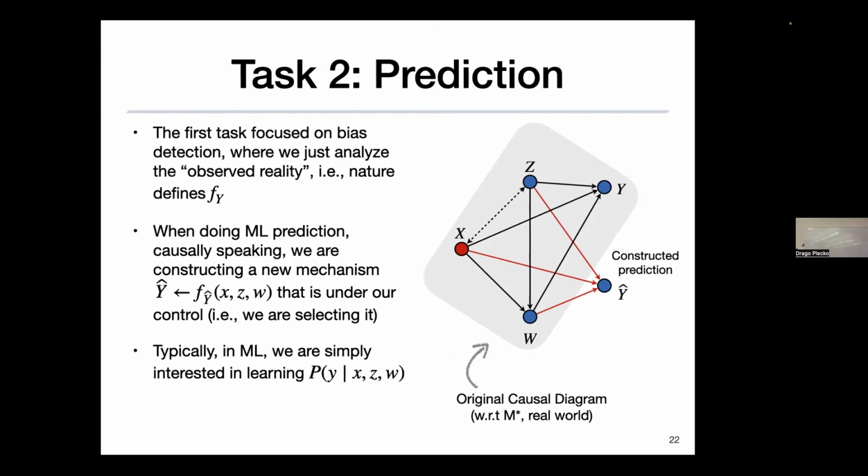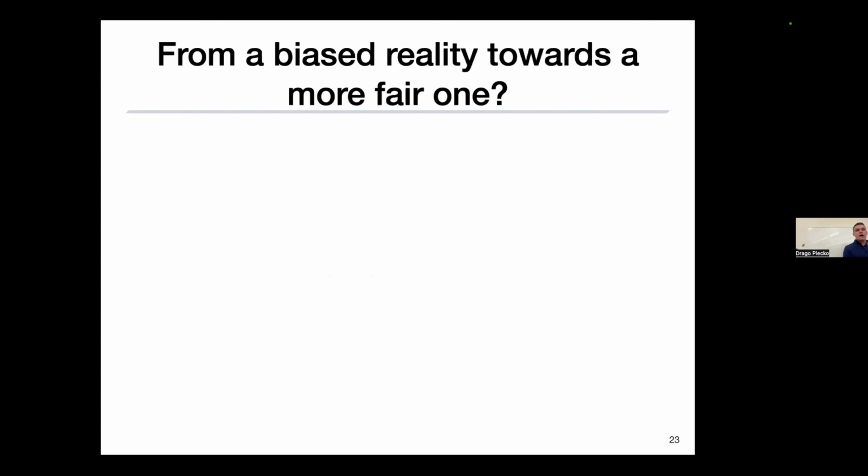And typically in machine learning, the optimal predictor that we want to use is the P of Y given X, Z, W, right? It's just a conditional distribution of Y given everything else. This is the L2 solution: if you're minimizing the squared loss, this is the optimal solution. The question that we ask is, does this carry over bias from the true F of Y mechanism?